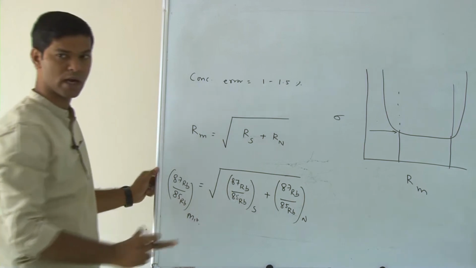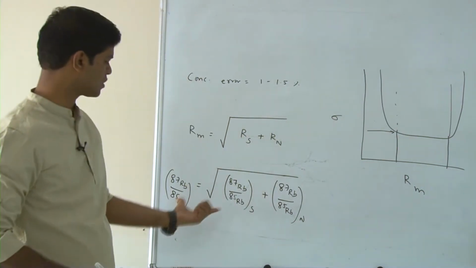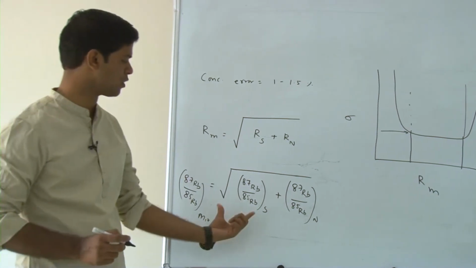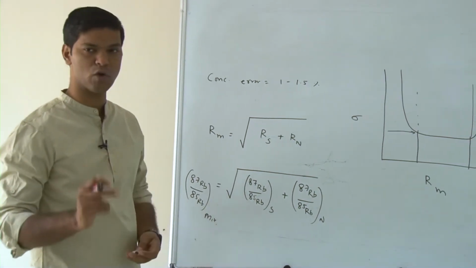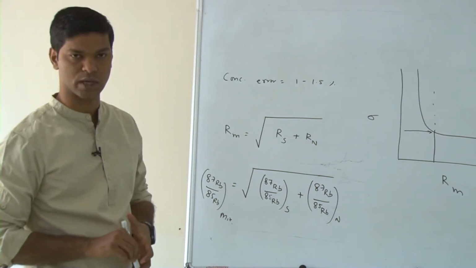If you cannot do that, then you may end up in this direction and that direction, and hence you may not get a precise number. So, you have to take care that the right amount of spike is added to get precise concentration data using isotope dilution.